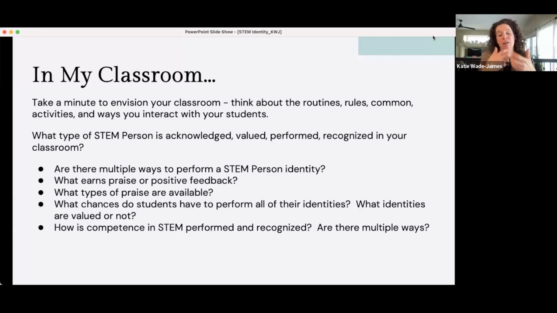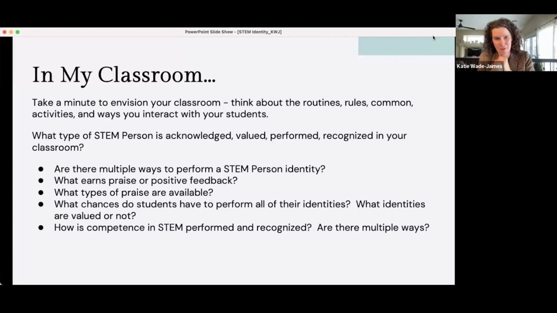What chances do students have to perform all of their identities? So not just the science identity, but are they able to perform other identities? And are you valuing those identities in your classroom? And how is competence in STEM performed and recognized? Are there multiple ways? Is it just a standardized test or a vocabulary quiz or things like that?